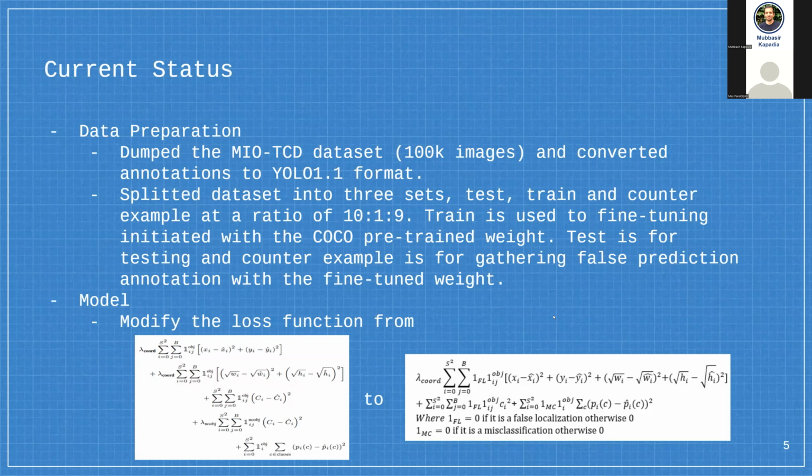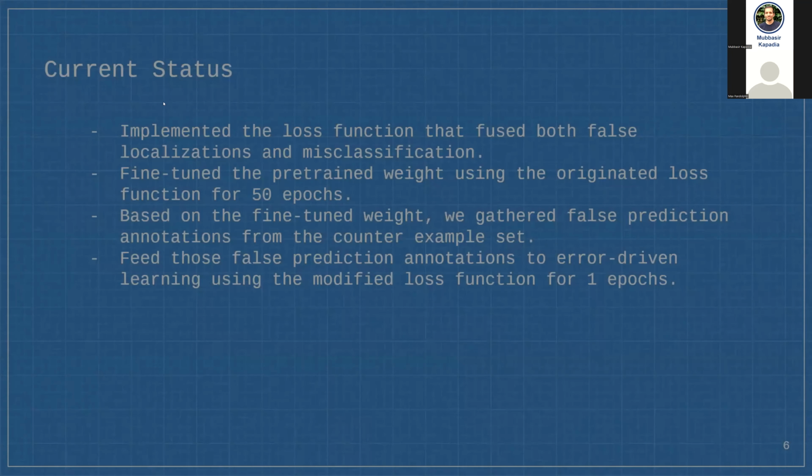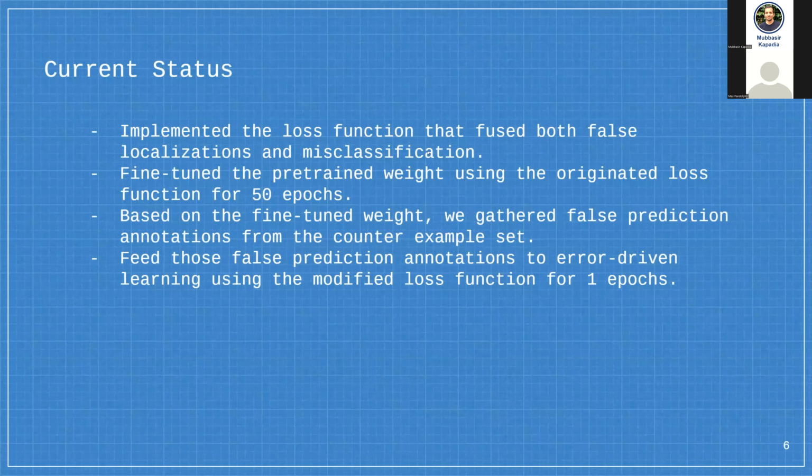Okay, yeah. I asked because I don't think this one is ideal, and we still need to improve it. I'll talk about the challenges we have encountered so far in the next few seconds. Regarding the current status, we implemented the loss functions, which can fuse false localizations and misclassification together. Then we fine-tune the pre-trained weights for 15 epochs. This way was used to gather the false prediction annotations, and the false prediction annotations are used to conduct error-driven learning for 1 epoch.